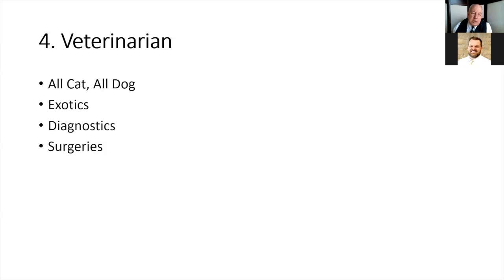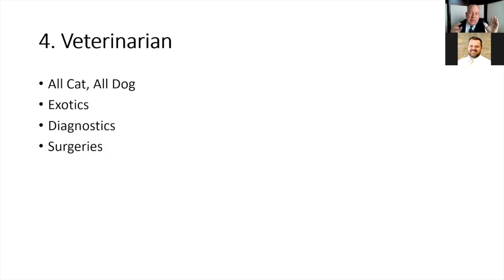The same thing is true of exotics. In this case, exotics are very often reptiles. Snakes and lizards are different, obviously, than warm-blooded animals. The same thing is true of birds. So avian practice, as I put it, is a kind of exotic practice.